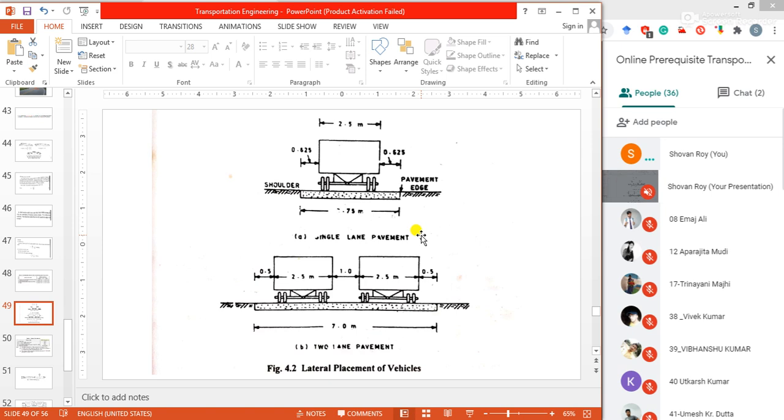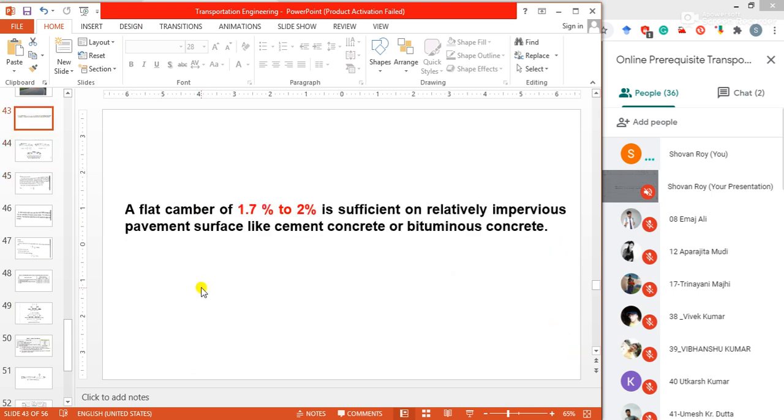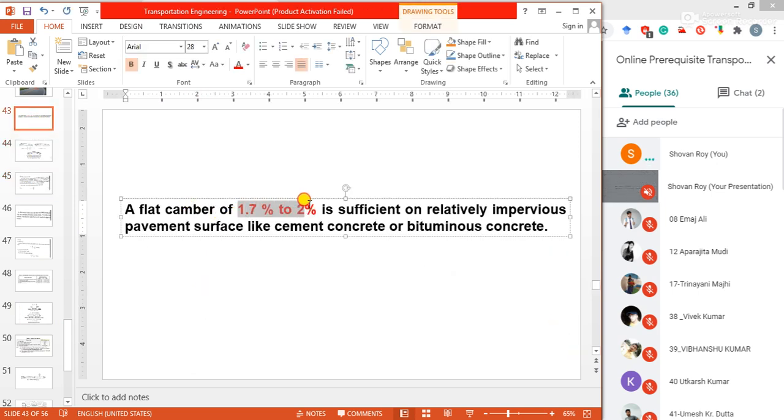So the width and side clearance are obviously important for safety purposes also, to determine the width of your pavement or carriageway. Keeping all this in view, a width of 3.75 meter, I think it is not visible, I am writing here, 3.75, very important data.